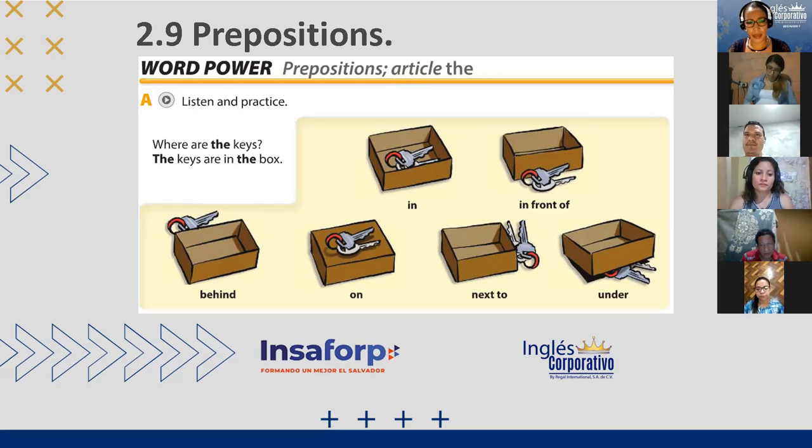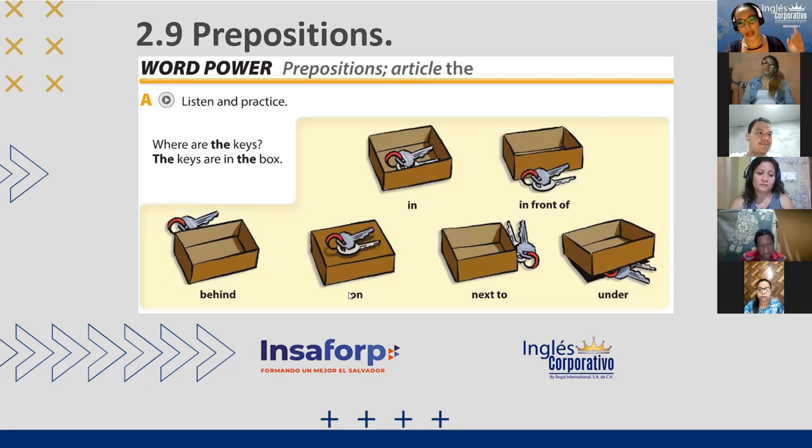Does it say here, where are the keys? The keys are in the box. This is the first example. Adentro. Yes, significa adentro, in. Now, where are the keys? The keys are in front of the box, meaning in front of, okay? Enfrente. The opposite is behind. Behind.